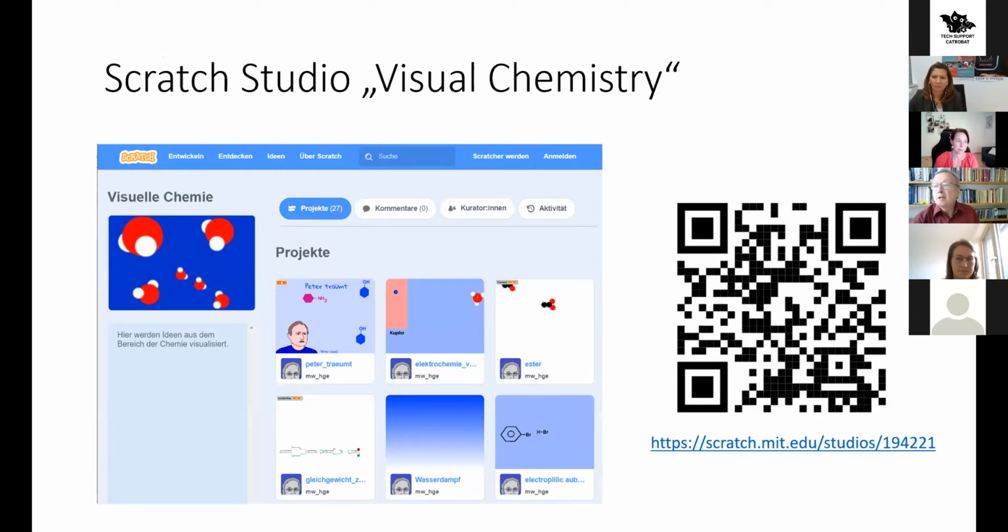I think most of you are familiar with Scratch, and you know that there exists the Scratch website with millions of projects organized in studios, and there's one studio with some chemistry examples.